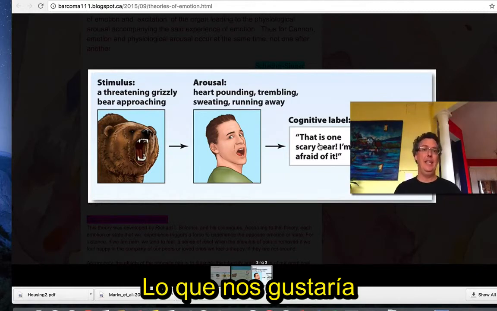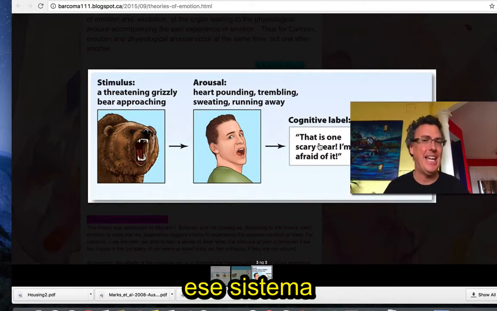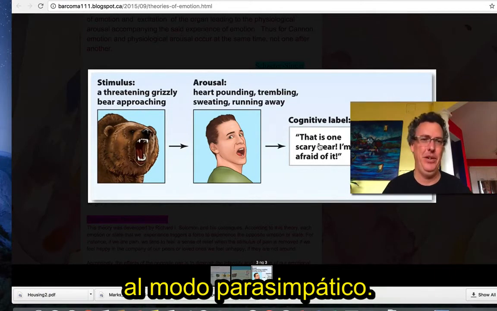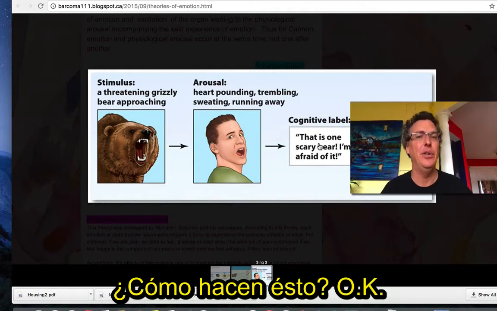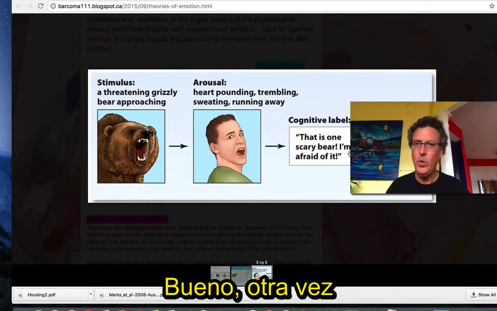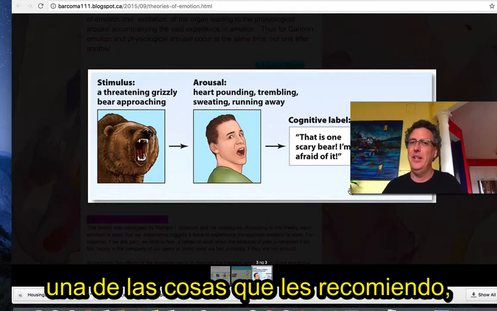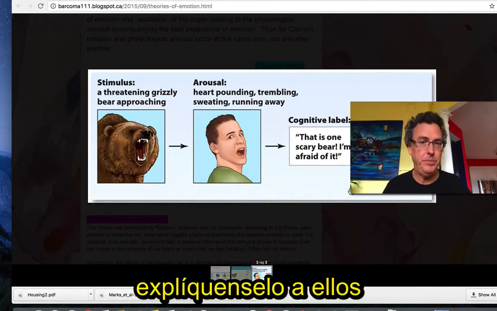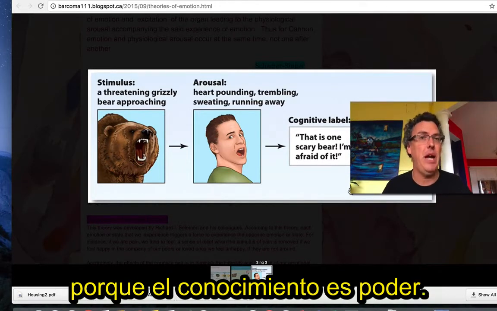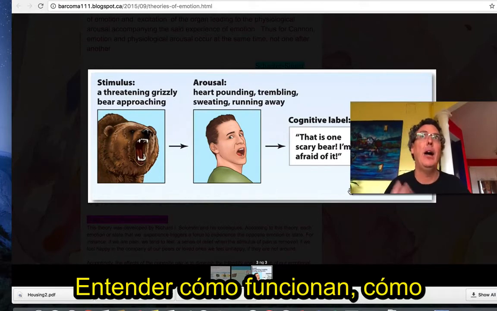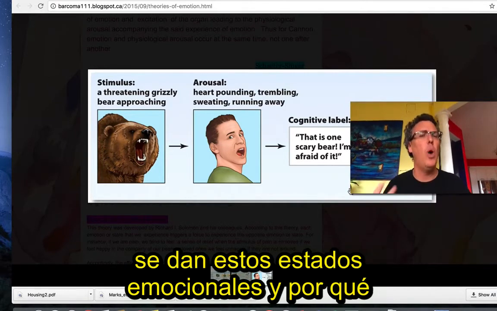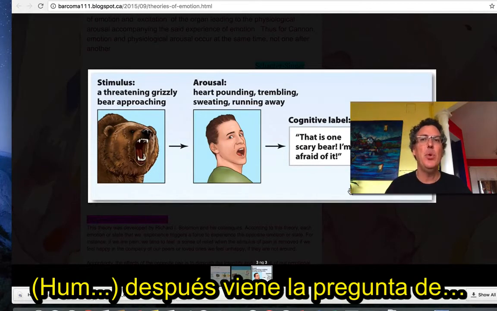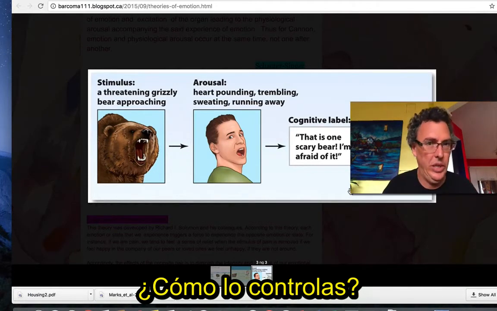What we would like is to turn that system off and to get students back in the parasympathetic mode. How do they do this? Well, one of the things I recommend to you is what I just explained to you: explain it to them, because knowledge is power. Understanding how these emotional states come to be and why is really helpful. Then it comes to a question of how do you control it?